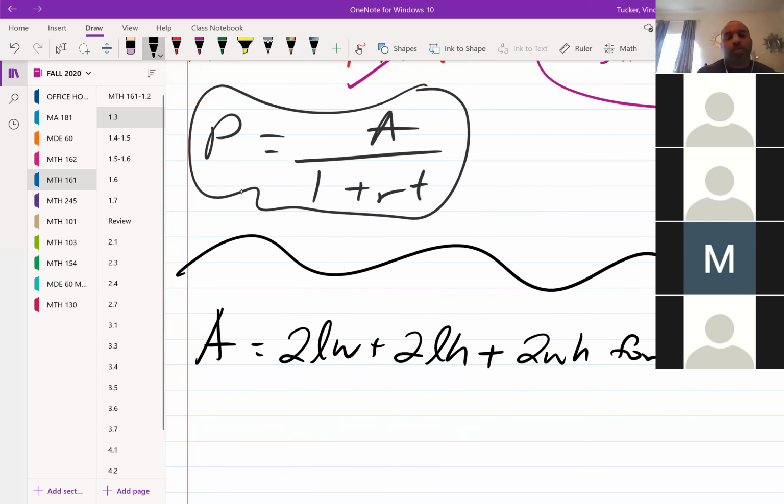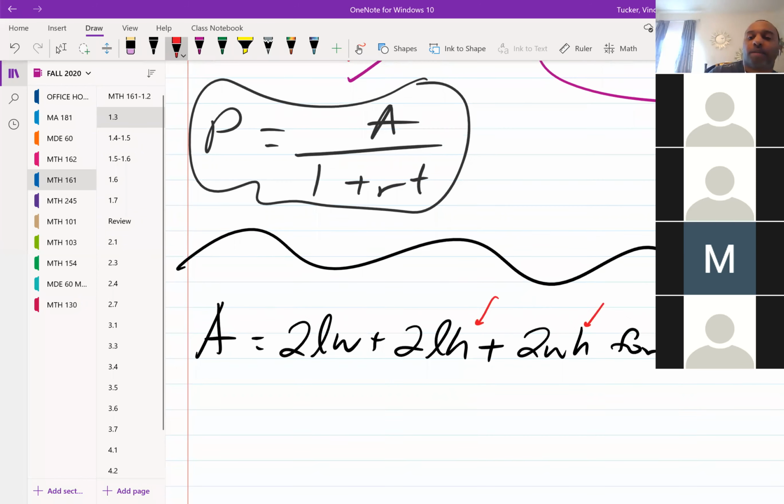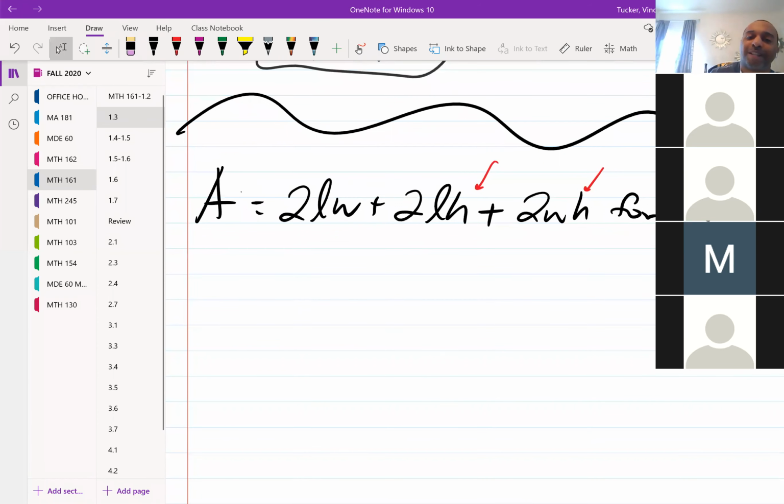All right, so let's solve this for H. We have A is equal to 2LW plus 2LH plus 2WH, and we want to solve for H. So we have H in 2 different terms. So our goal should be to get all of our terms with H on one side, all of our terms without H to the other side. So our 2 H terms are on the same side, so we're fine. But we can take that 2LW to the other side.